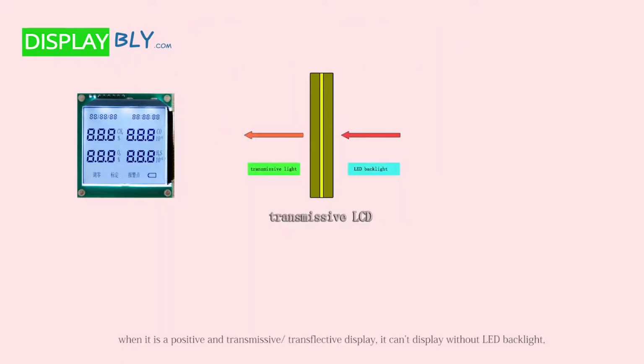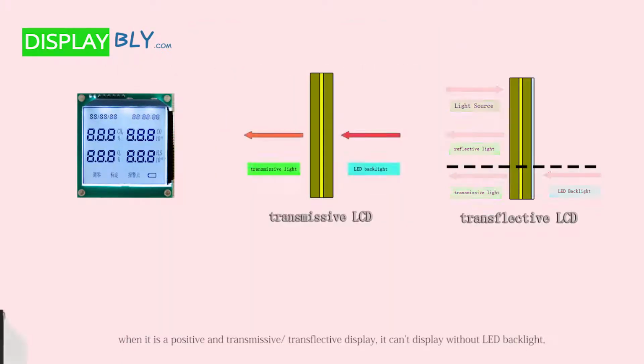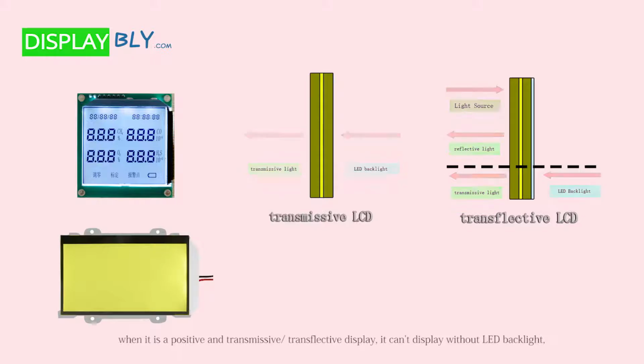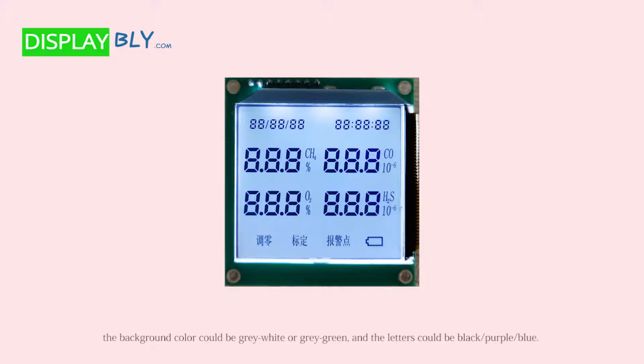When it is a positive and transmissive or transflective display, it can't display without LED backlight. The background color could be gray-white or gray-green, and the letters could be black, purple, or blue.